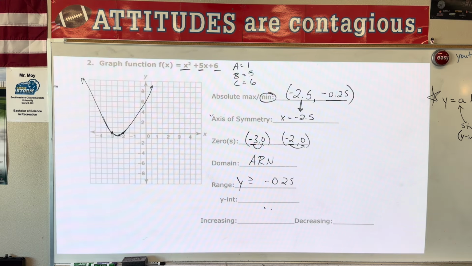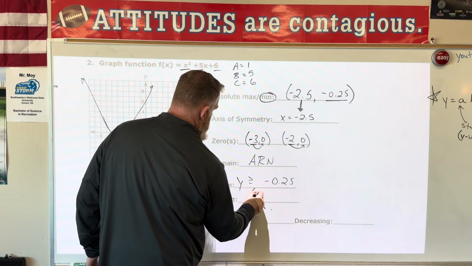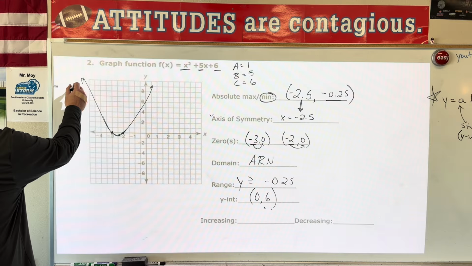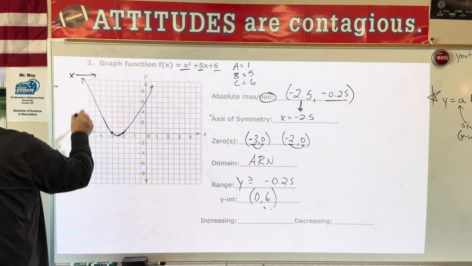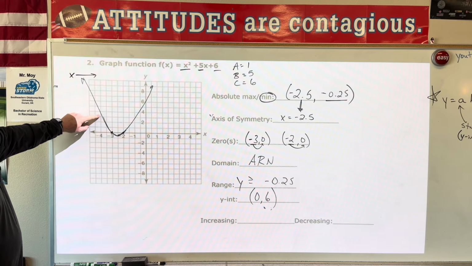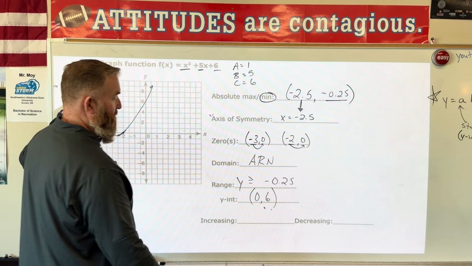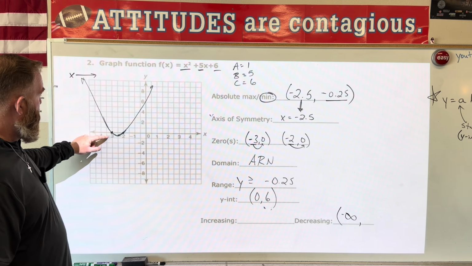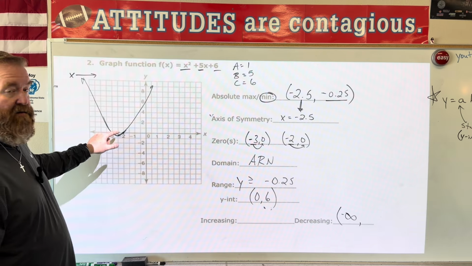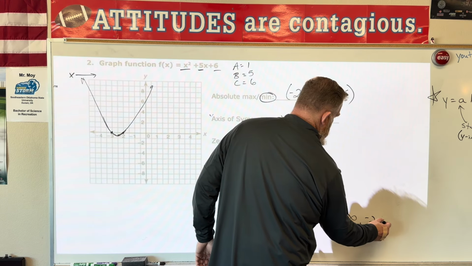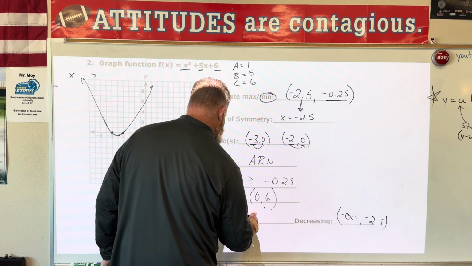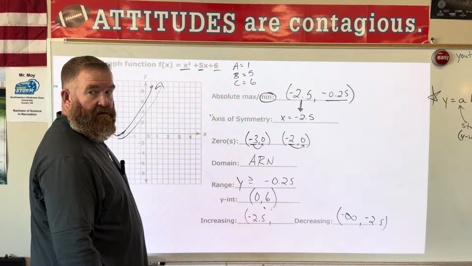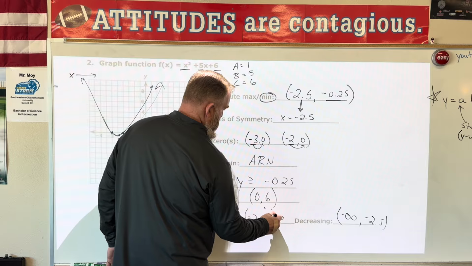Now, what's my y-intercept? 0.6, good. Now, let's do the fun part. Increasing or decreasing? We start farthest left, and we're going that way. What's it doing? Decreasing. So I'm going to do the decreasing. That's my negative infinity. Down to what? What's the lowest point on my x? What's my x number? Negative 2.5. And then from negative 2.5, it increases all the way up to what? How far does it increase? Infinitely.